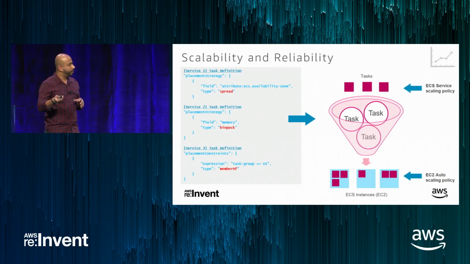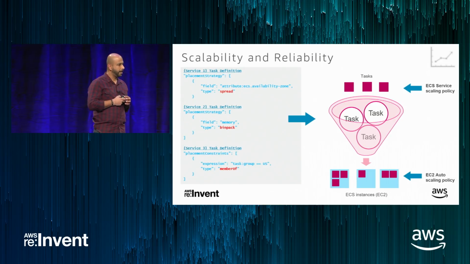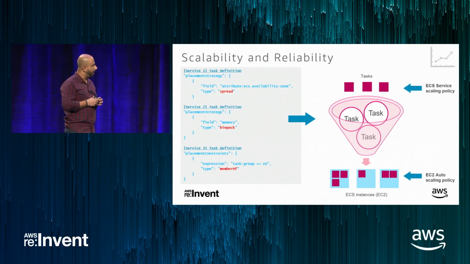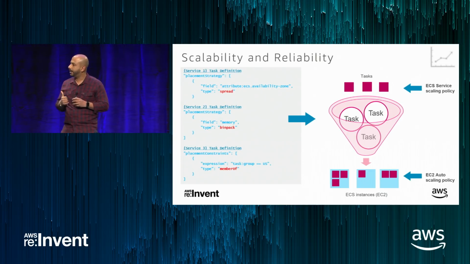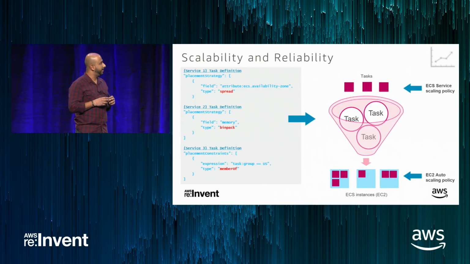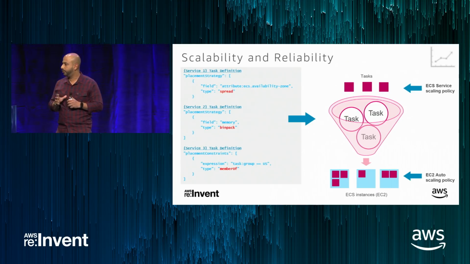I want to put up this diagram. The diagram shows that on the top, the tasks or containers get auto-scaled using the policies that you have configured. At the bottom, the EC2s are getting auto-scaled, again using the auto-scaling policies that you have. In the middle, the task placement strategies and constraints are applied so that ECS can decide exactly where the task has to be placed, into which EC2.